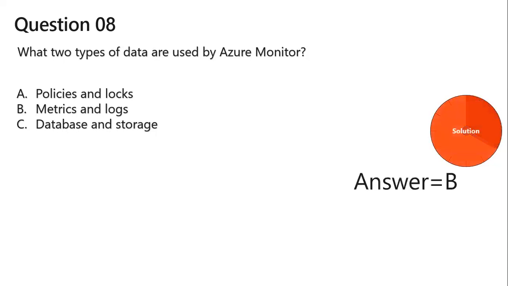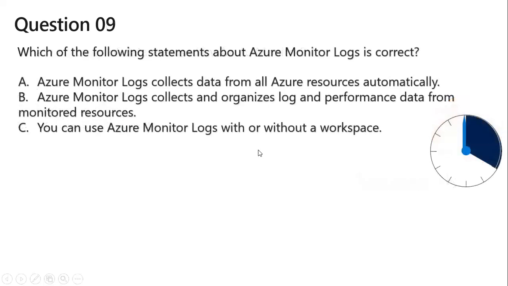I have received C as an answer, but no, that is not a correct answer. If I'm talking about Azure Monitor, the two types of data used by Azure Monitor are metrics and logs. So option B is the correct answer for question number 8. That's okay. Now moving ahead with the next question, question number 9.